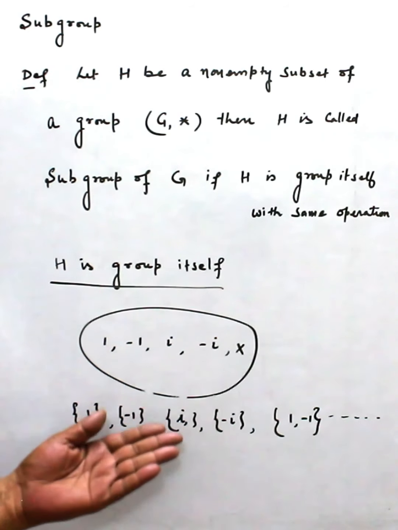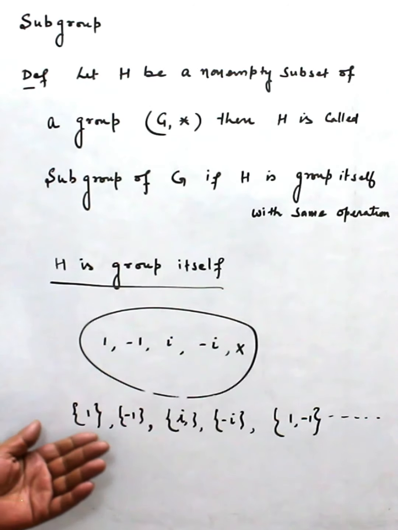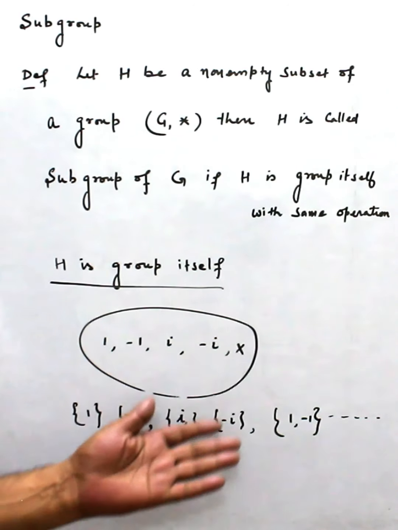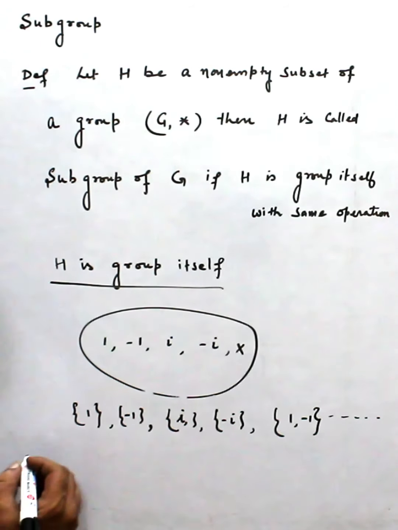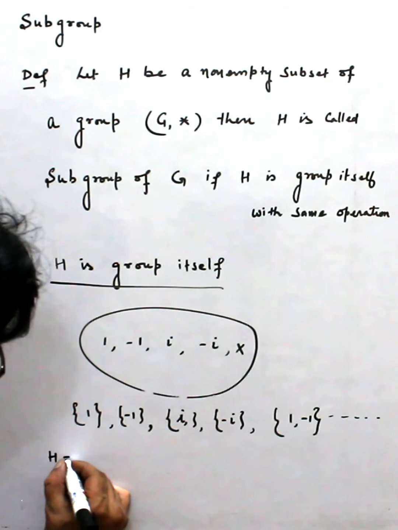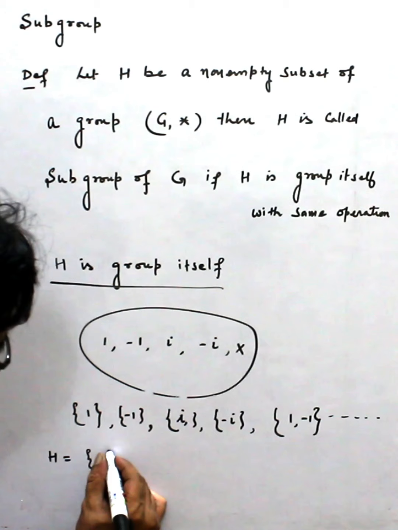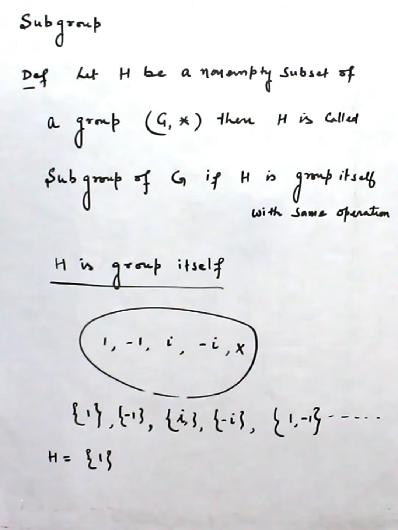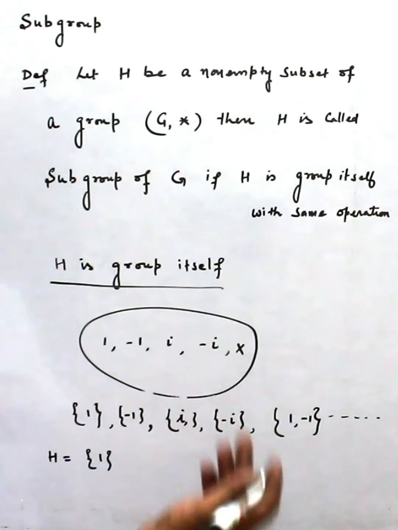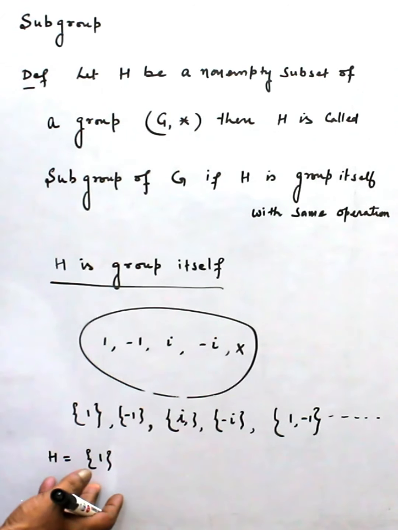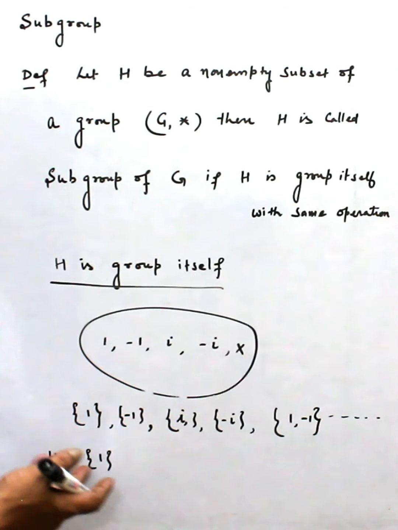That means we have to check that with the operation multiplication, independently they should satisfy all the four properties of a group. So if I take H equal to only the element 1, with respect to multiplication this is a subgroup, because if I multiply 1 with itself, I get 1, so it is closed, it is associative, and the identity is itself.